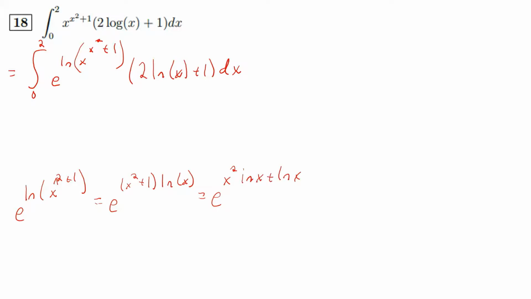And then we can split up this top because we know that e to the x times e to the x is equal to e to the 2x. So we can rewrite this as e to the x squared ln x times e to the ln x. And the e to the ln x cancel, and you get e to the x squared ln x times x.